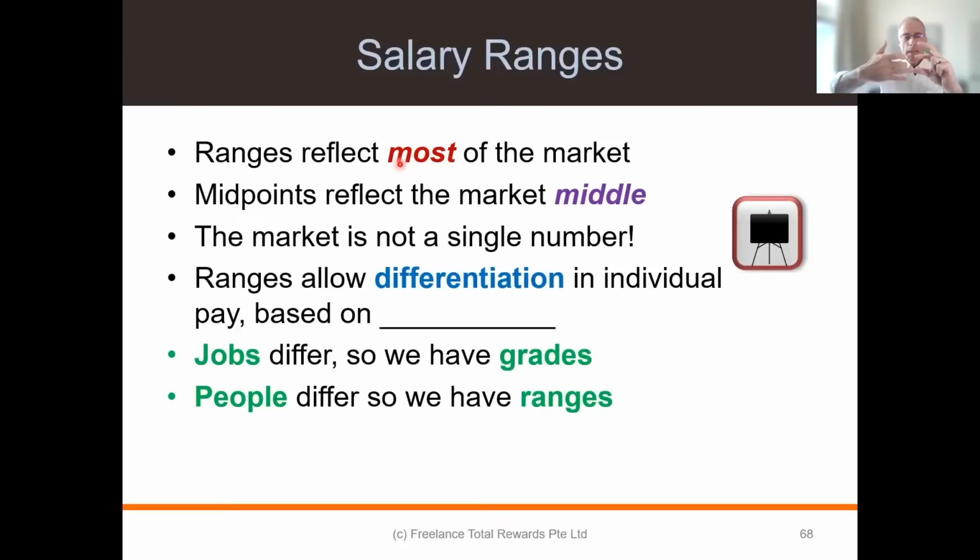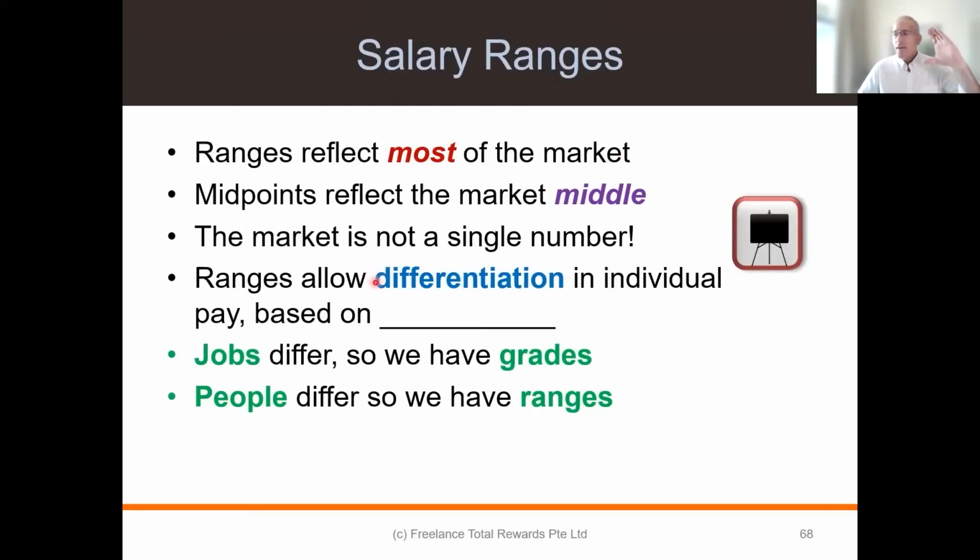And then your minimum and maximum should align where you like it so that you have access to most of the market, but you don't want to pay like the top of market. And you also don't want to pay the bottom end of market because they just won't stick around. You might save a few dollars for a few months, but they're going to leave. So, yeah, the midpoint aligns to the middle of the market, or at least where you want to be. It's not a single number.